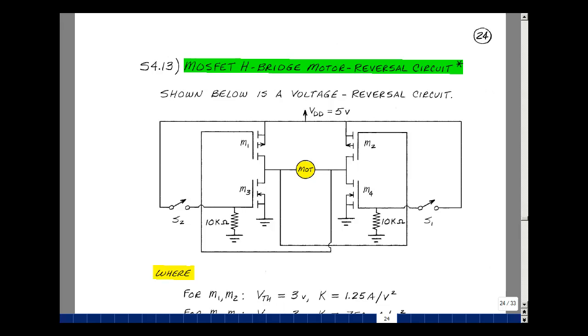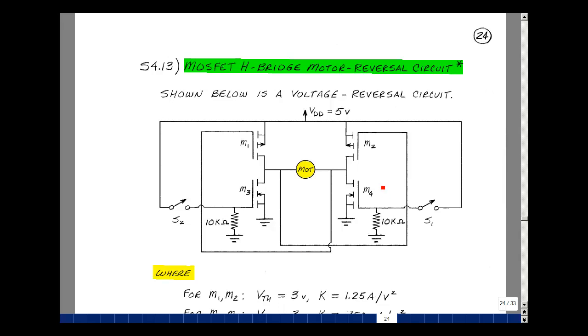This lesson deals with supplemental problem 413. You can find this problem in the ECE302 ebook in the Chapter 4 Supplemental Problems, starting on page 24. The circuit shown below is a MOSFET H-bridge motor reversal circuit and was a magazine article in Popular Electronics in volume 16, number 7, entitled Voltage Reversal Circuits Plus by Charles Rakes.